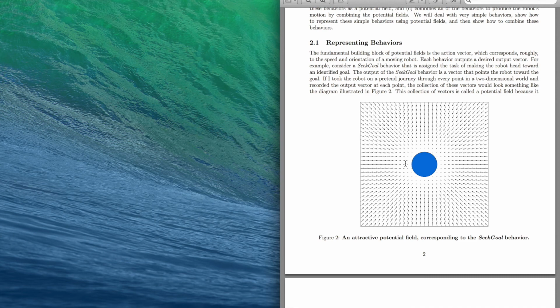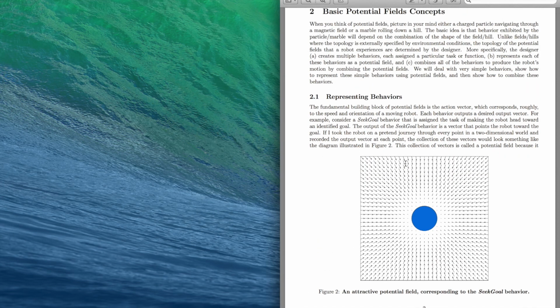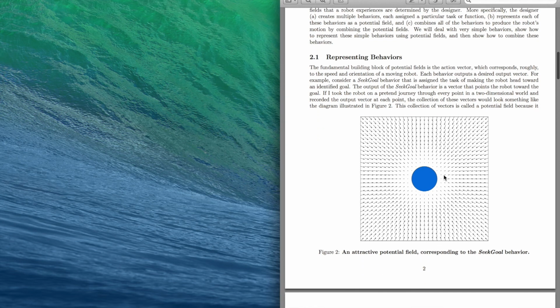Figure 2 shows the attractive potential field. The blue circle is the goal. The angle of each arrow represents the angle the tank needs to move to get to its target. The length of the arrow represents the recommended velocity needed to reach the target.